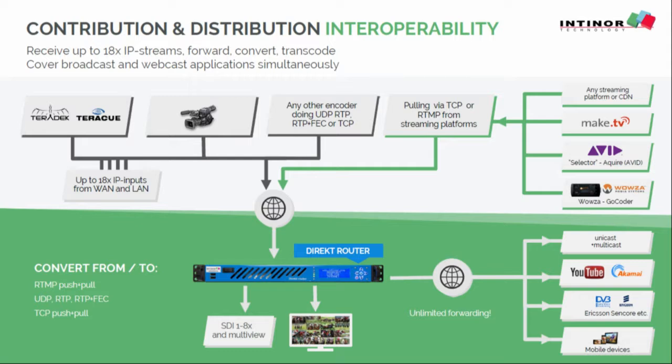So we can pull from a platform and output on our direct router, which is the blue device over here, and output as a stream. We could even convert the protocols. We can transcode or output on SDI. So that is the pull.